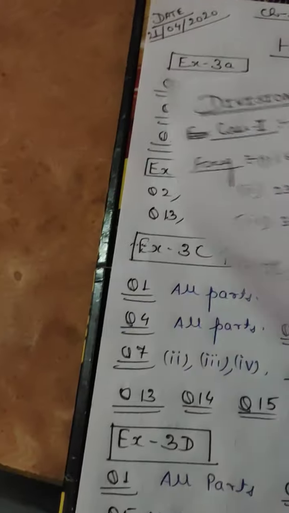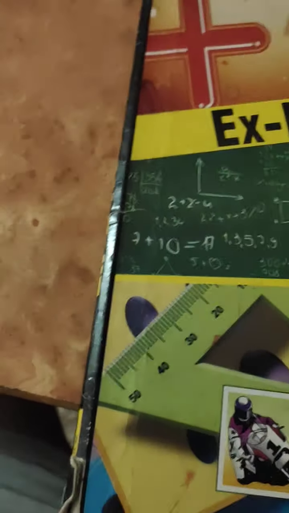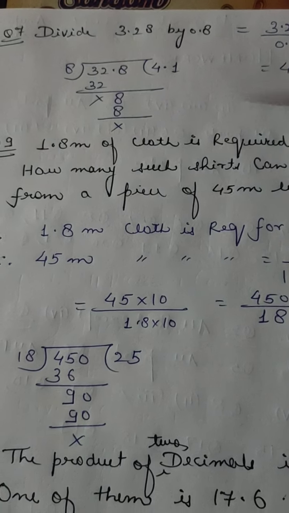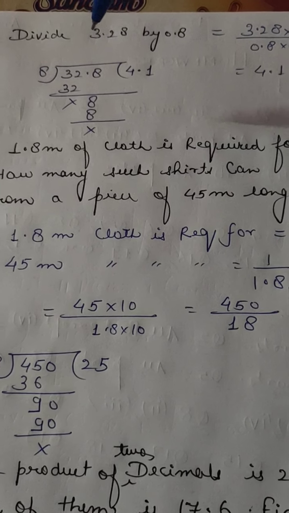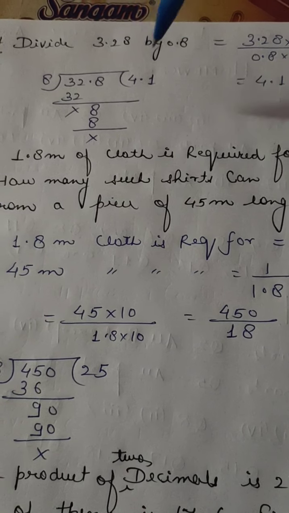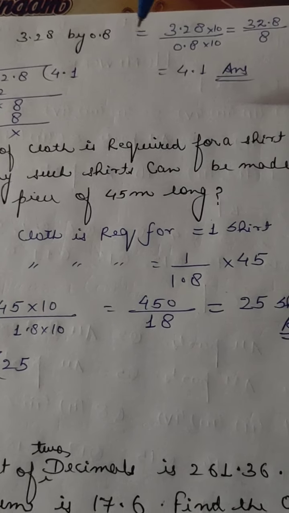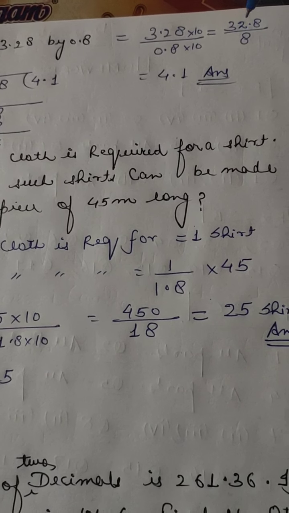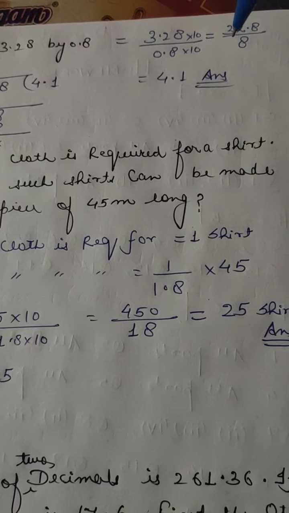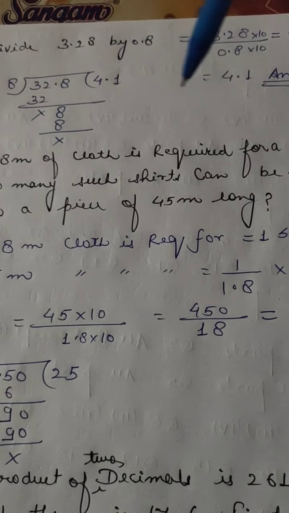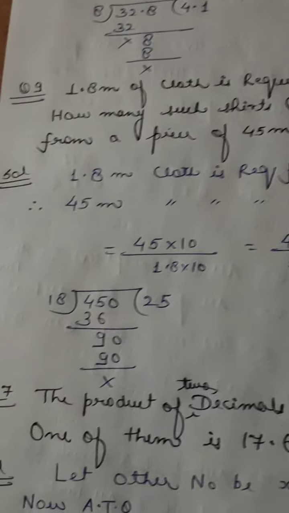Next, again see here, question number 7 is 3.28 divided by 0.8. Both these numbers are decimals. First I have to make the denominator a whole number. So multiplying both numerator and denominator by 10, we get 32.8 divided by 8. Performing the normal division, we will get 4.1 as the answer.